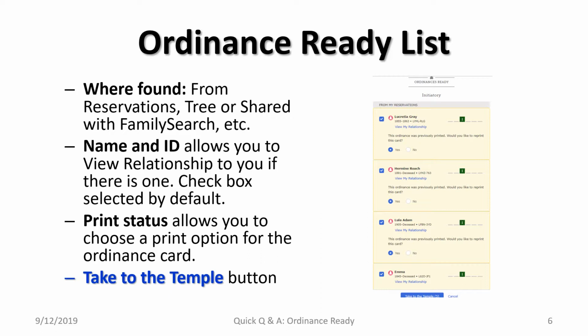Name and ID is shown with a link that allows you to view relationship to you if there is one. The checkbox is selected by default, but can be unselected if you do not want that particular ordinance. The print status allows you to choose a print option for the ordinance cards. In this case, the cards have already been printed, but Family Search offers the option to reprint. When you are satisfied with the list, click on the blue Take to the Temple button at the bottom.